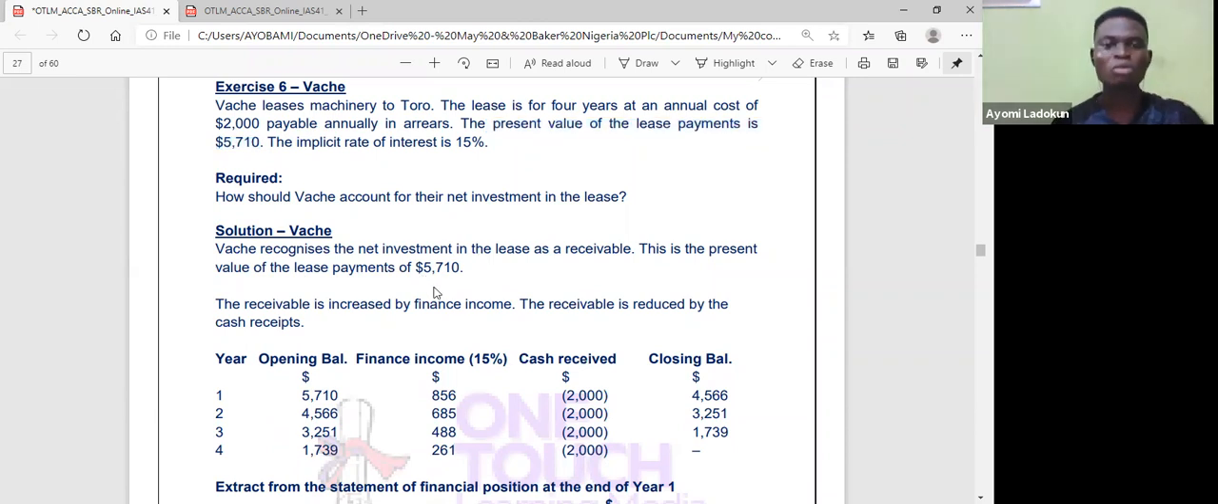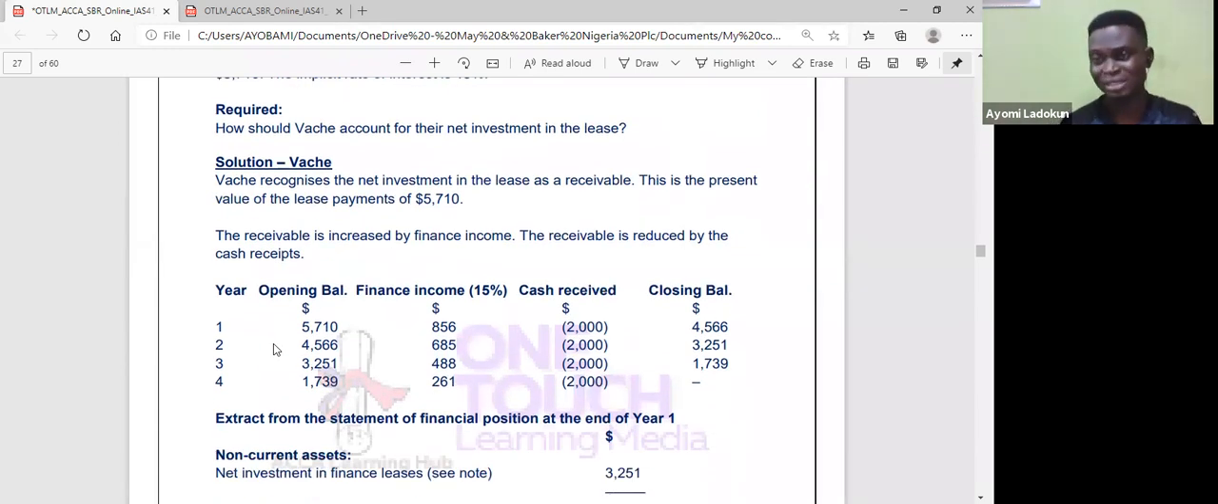Now, I will go to subsequent measurements. Okay, you know, we said the carrying amount of the receivable will be increased by finance income, and the carrying amount will be reduced by cash receipt. So what do I do? I do my table again. You know, the other time we did the lease liability table. Now this one is a lease receivable table. So I have my year, opening balance, finance income, not interest. Cash received, not cash payment. Then closing balance, just like we did earlier.